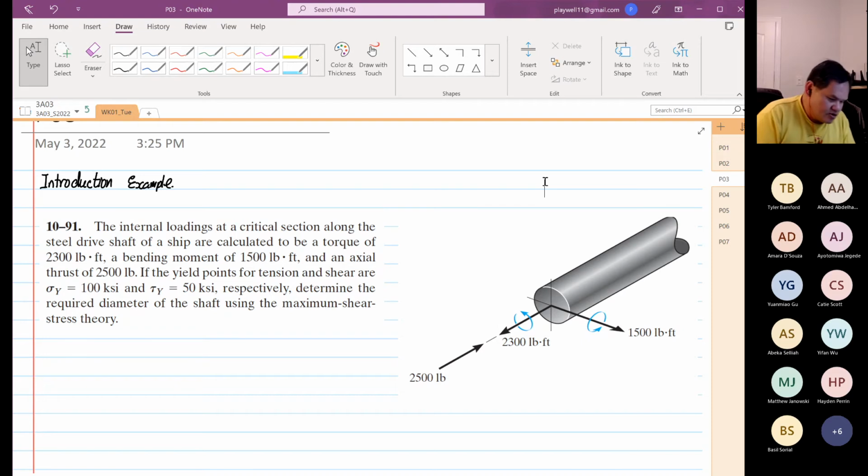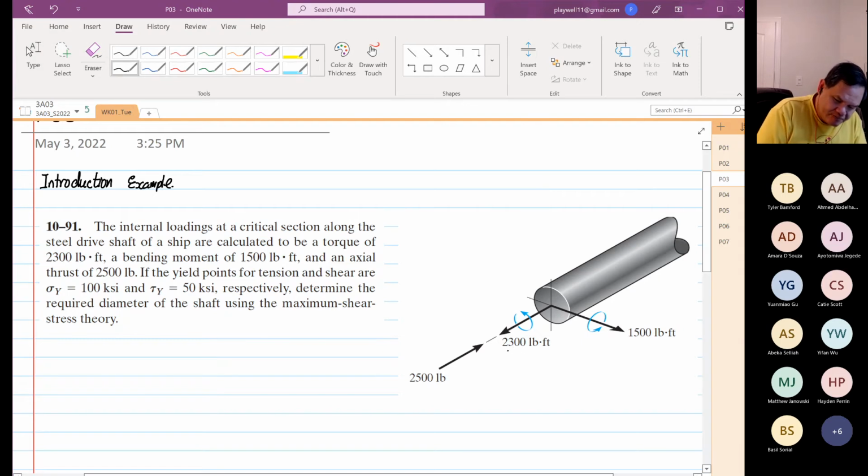topics. Okay, so you can see the internal loadings at a critical section along a steel shaft of a ship are calculated to be a torque of 2,300 pound-feet. Okay, so you have a torque over here, and then you have a bending moment of 1,500 pound-feet. Okay, and an axial load of 2,500 pounds. Okay, so we are given that the yield strength.